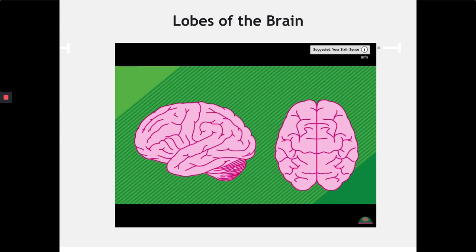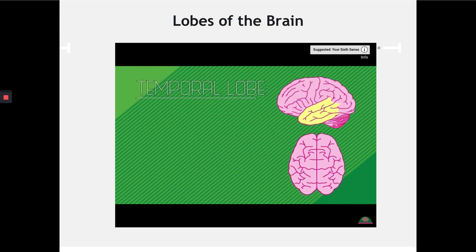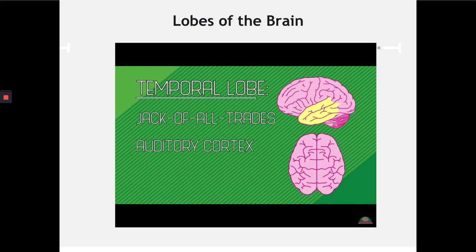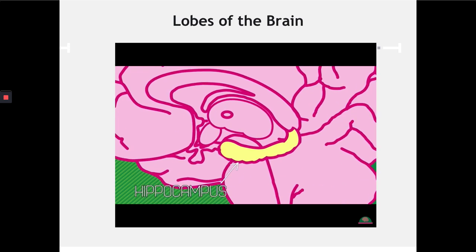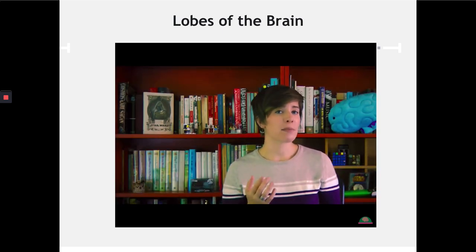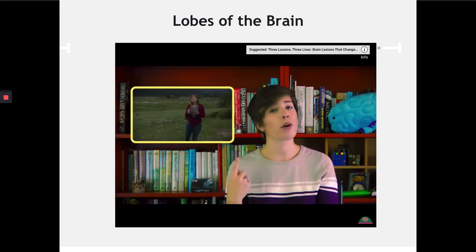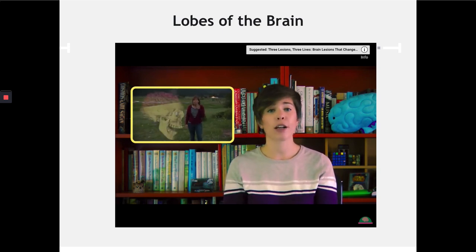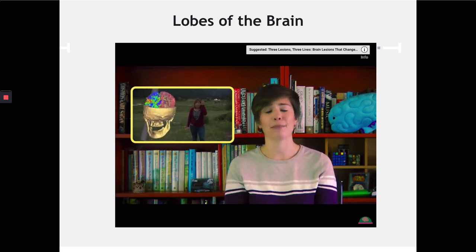Below the parietal lobe, we find the temporal lobe. It's sort of a jack of all trades. This lobe contains the primary auditory cortex, important for our ability to hear and process speech and language. The temporal lobe also allows us to do some higher level visual processing, like recognizing faces and objects. Inside the temporal lobe, we find the hippocampus, a structure that is crucial in the formation and maintenance of new memories. We'll talk more about this in later segments, but feel free to check out this video for more information on how different brain injuries can cause some wild changes to your mind and memories.